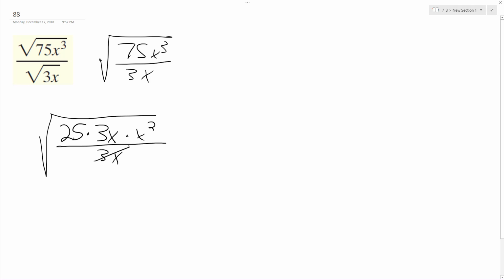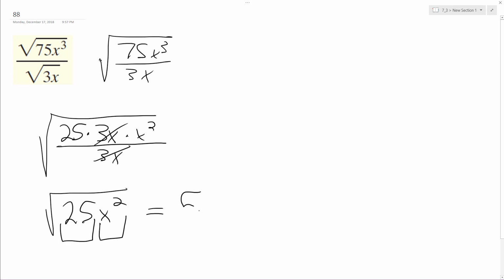So the reason I did that is because the 3x's cancel out and we're left with just the square root of 25x squared. 25 is a perfect square, 5 times 5. And x squared is a perfect square, x times x. So the square root of that is 5x. And that's it.